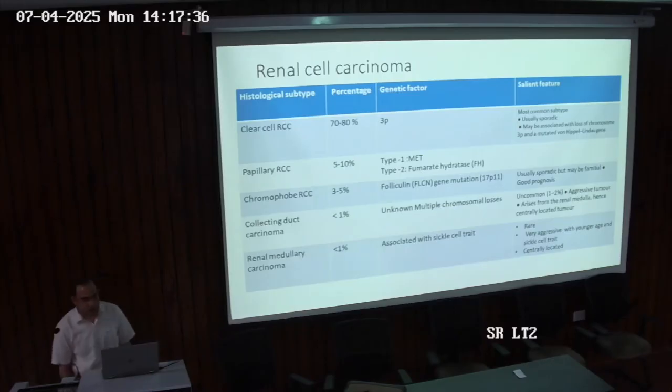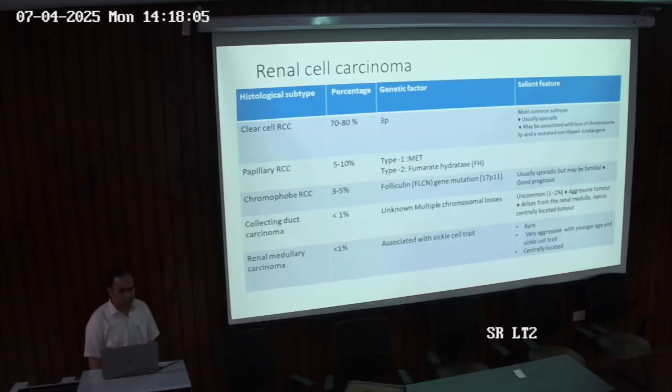Clear cell carcinoma is usually sporadic, and also associated with VHL syndrome. Clear cell RCC has the worst, poor prognosis among them, and the best prognosis is the chromophobe RCC. So the very poor prognostic histological type is clear cell RCC, and the best prognosis is chromophobe RCC.